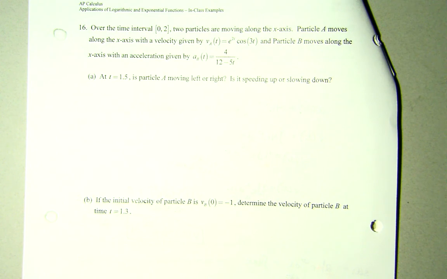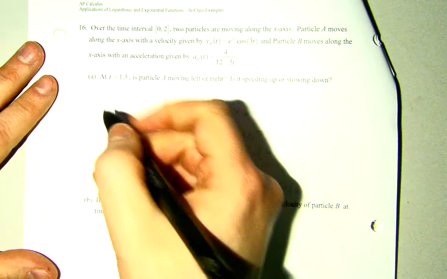There's two different particles. There's A and B. And first I'm talking about particle A. I want to know, are we moving left or right at time 1.5 and then speeding up or slowing down? Do you need any calculus work initially to figure out the left or right thing? What can you just do? Plug in. Go to your calculator. We are going to use the calculator for this.